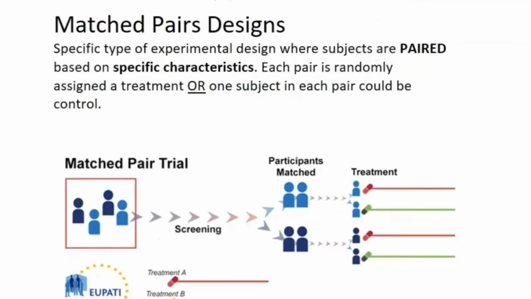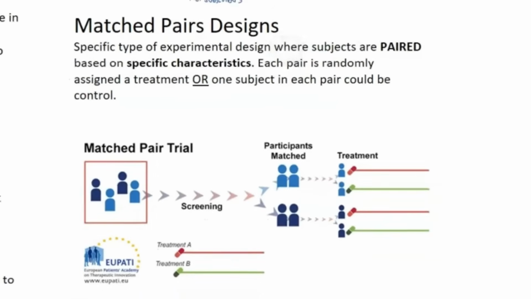All right, so the last experimental design type we're going to talk about is matched pairs design. This is a specific type of experimental design where your subjects are paired based on specific characteristics, and each pair is randomly assigned a treatment, or one subject in each pair could be a control. An example of this: let's say you're doing an experiment and you want to eliminate bias based on gender. Then you can pair a male with a female, and have one of them be the control group or just randomly assign the treatments between them.